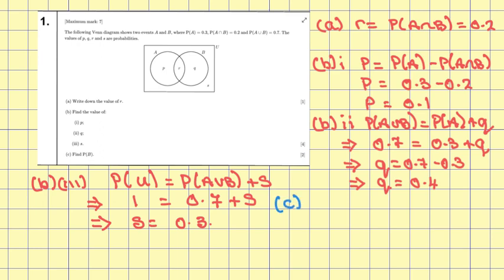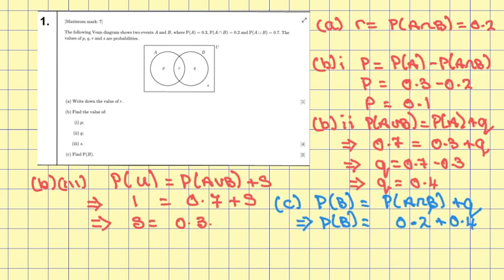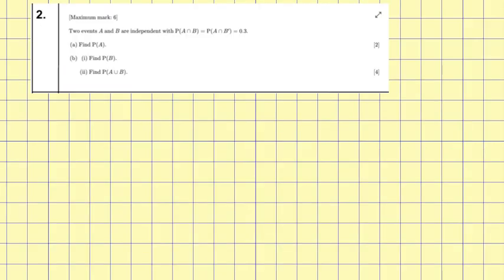Part C. Find the probability of B. We're going to use the fact that the probability of B is equal to the probability of A intersection B plus Q. Therefore, the probability of B is equal to 0.2 plus 0.4. Therefore, the probability of B is equal to 0.6.